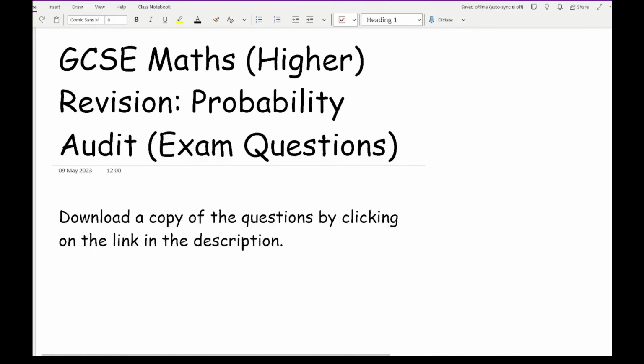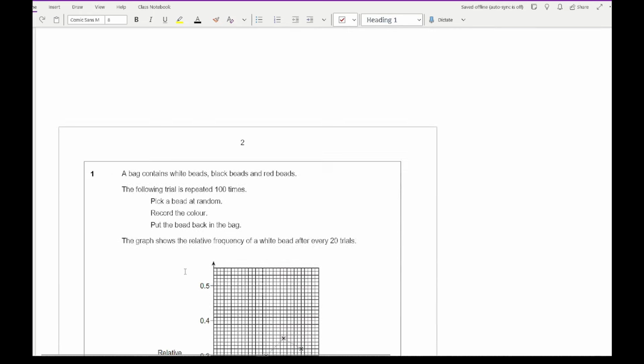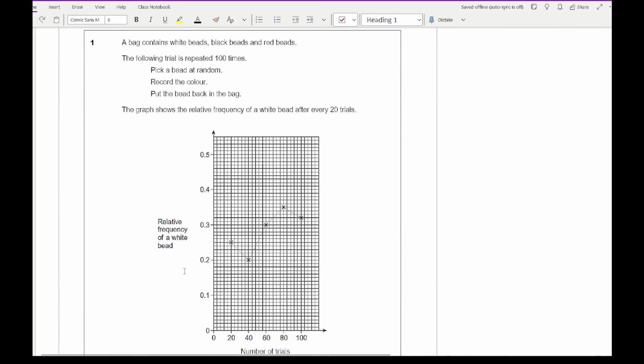So let's get straight into this GCSE Maths higher probability audit, which covers some exam style questions. Now again, a reminder, a copy of the questions are available for you to download by clicking on the link in the description below. So looking at question 1, it says that a bag contains white beads, black beads and red beads. The following trial is repeated 100 times.